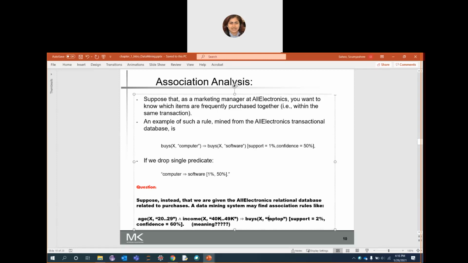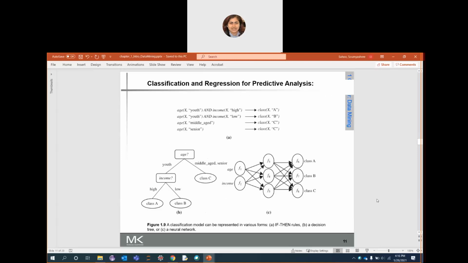So like this, you can add multiple conditions. Rather than two, you can also have three, and the support and confidence will determine the frequent item set generation. Then comes classification, another kind of pattern which can be mined. This is another basis or criteria: classification and regression.